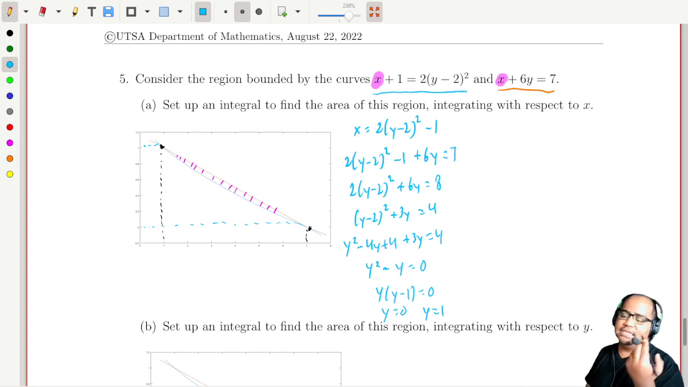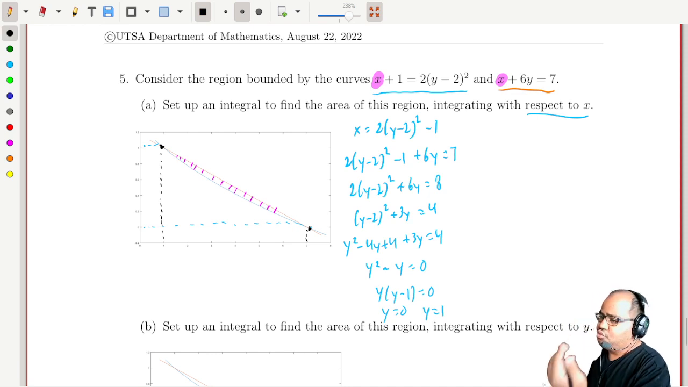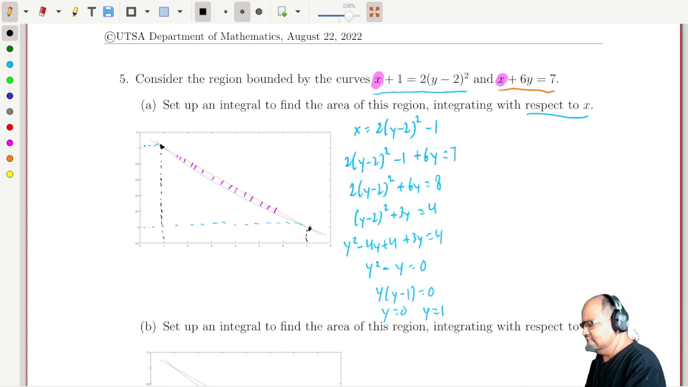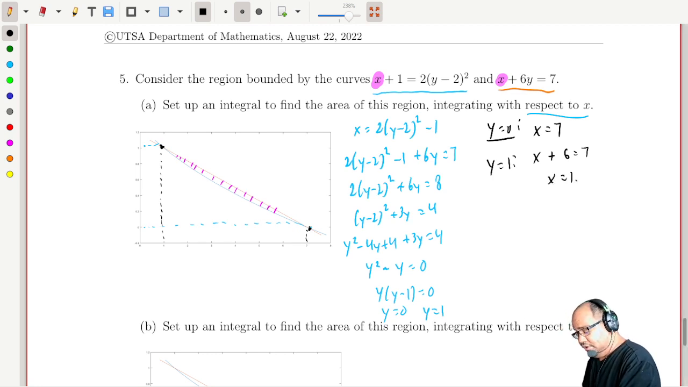But I want the x coordinates here since I'm going to be integrating with respect to x. And so I'll go ahead and plug these y values into one of the equations, probably the line, because that's a little easier. So when y is equal to 0, we'll get that x equals 7. And when y is equal to 1, well, we'll have x plus 6 equals 7. That means that x equals 1. So we are integrating between x equals 1 and x equals 7.